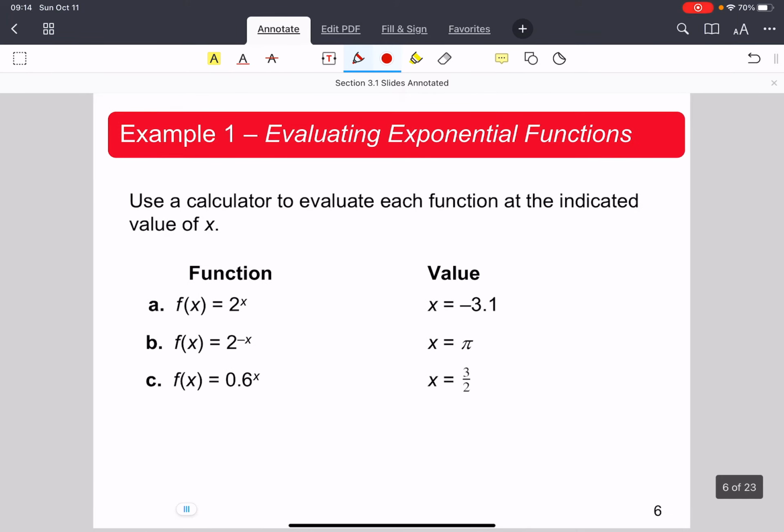All right, so here's an example. You're going to use a calculator to evaluate each function at the indicated value of x. So for part A, you're given f of x equals 2 to the x, and evaluate that for the value negative 3.1. Second one, 2 to the negative x, evaluate that for x equals pi. So you guys realize pi is a specific number that is approximately equal to 3.14. But because your calculators likely have pi as an input, you can just use the pi symbol to evaluate it. And then lastly, evaluate 0.6 raised to x, and then put x as 3/2. So I want you to pause the video for a second and then evaluate this for yourself before moving on to the next chapter. I recommend using either an online calculator or whatever calculator that you have at home. So please pause the video, try this for yourself, and then practice.